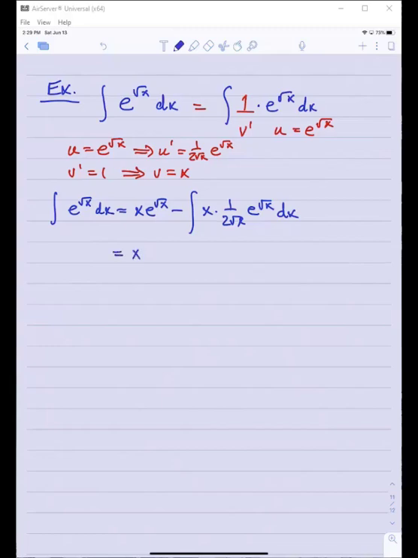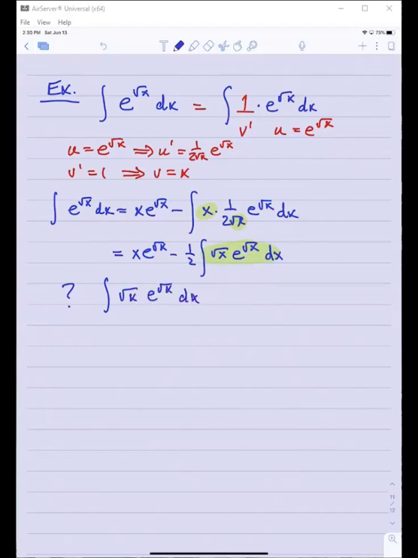Okay, what's that turn out to? X e to the square root of x looks like minus, I'll pull the 1 half out, and then what I have here is an x over square root of x, which is actually just square root of x times e to the square root of x. Okay, so the question is, is this integral right here one that I can do? That is, can I handle the integral of square root of x e to the square root of x?